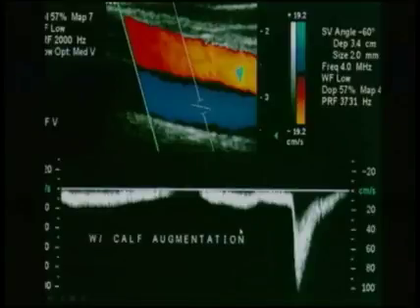Always take a look at the origin of the deep femoral vein. When it's needed, you can do calf augmentation again to augment flow past your transducer at the level of the femoral vein. This does not need to be part of the routine protocol.